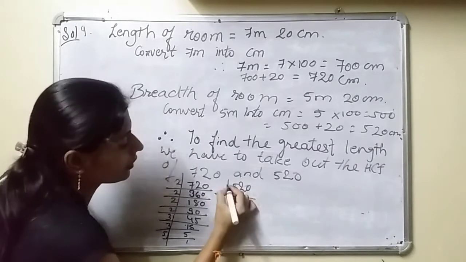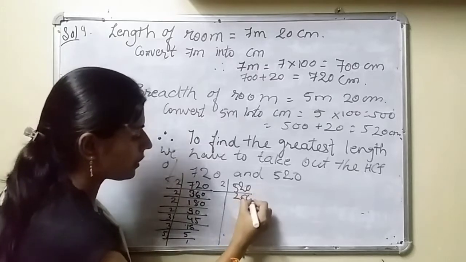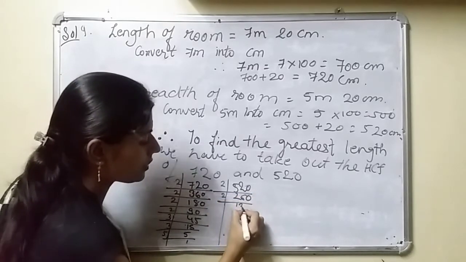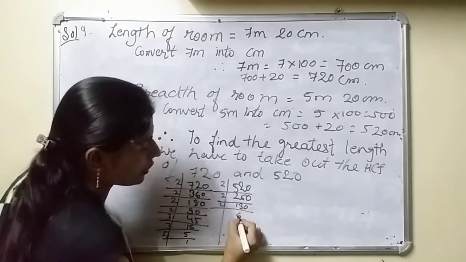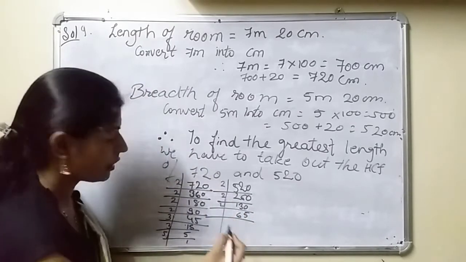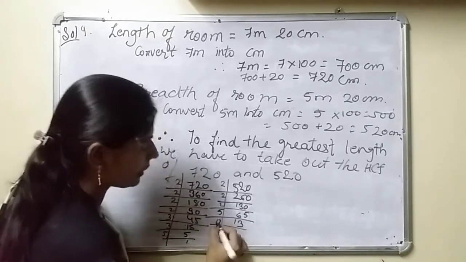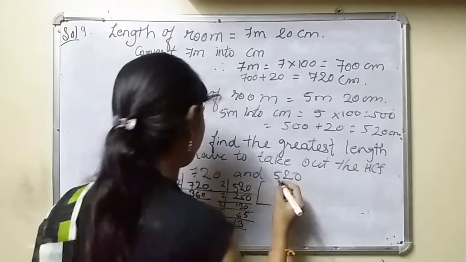520. Take out by 2, 2 2s are 4, remainder 1, 2 6s are 12, 0, 2, 2 1s are 2, 2 3s are 6, 0, 2 6s are 12, remainder 1, 5s are 10. Now you have to take out here by 5, 5 1s are 5, remainder 1, 5 3s are 15, now we are 13.